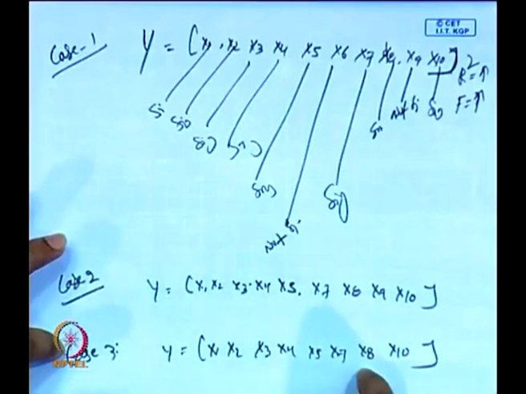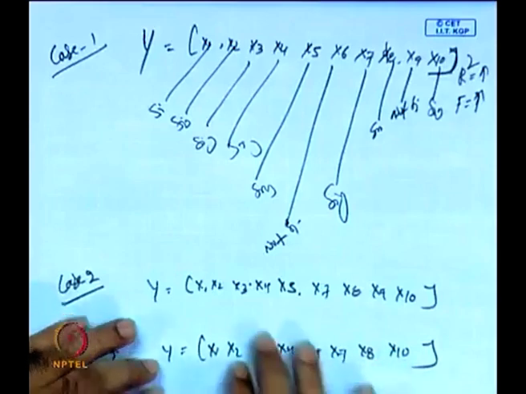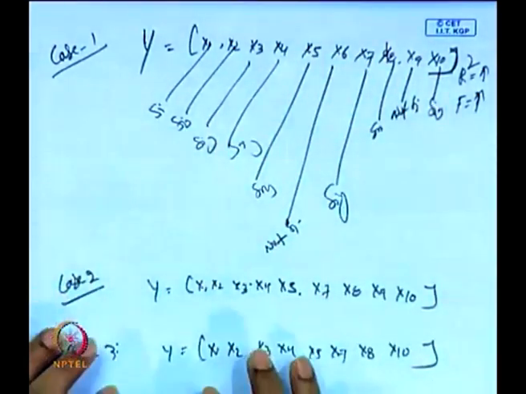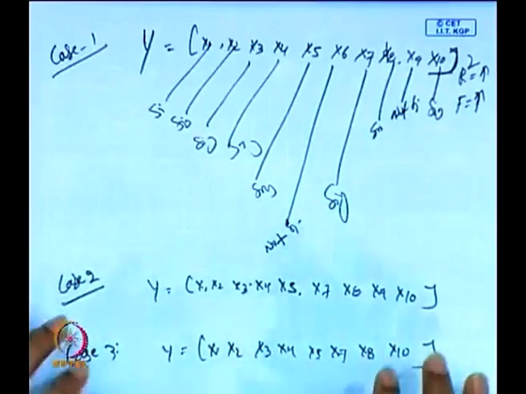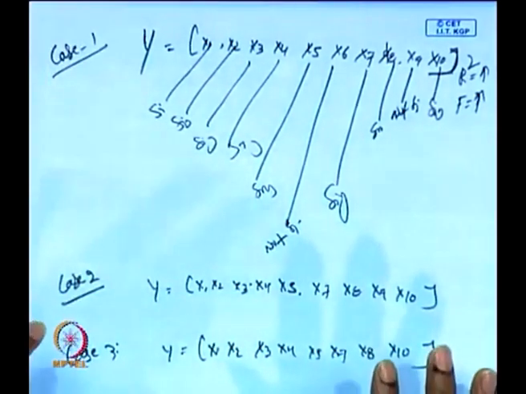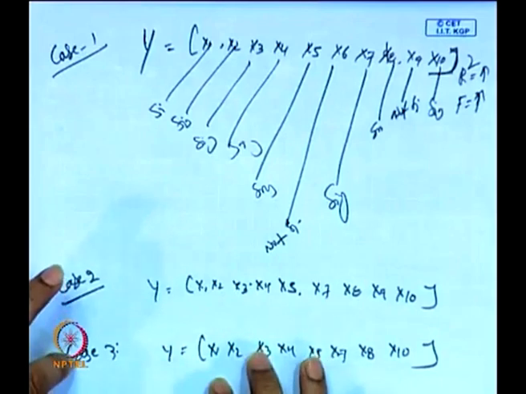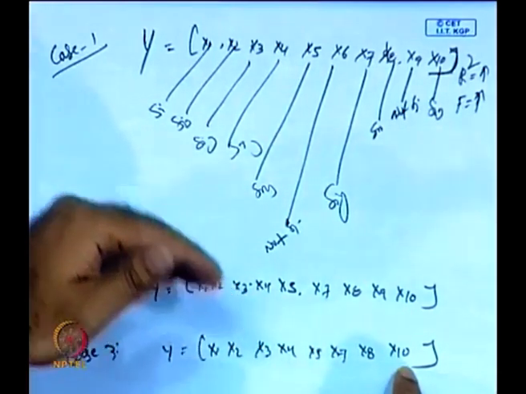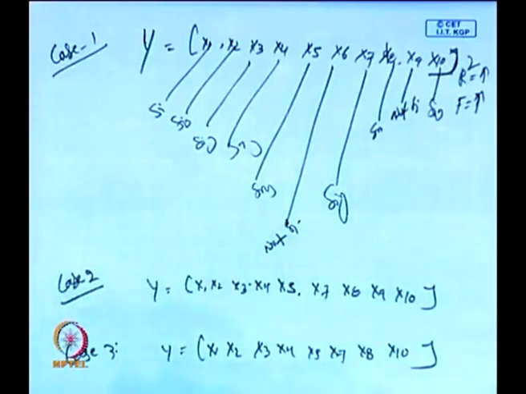Then by the process of dropping x9, if the significance levels of all these parameters are relatively high and R square and F are relatively high, then again it is considered as the best model compared to case 1, okay.